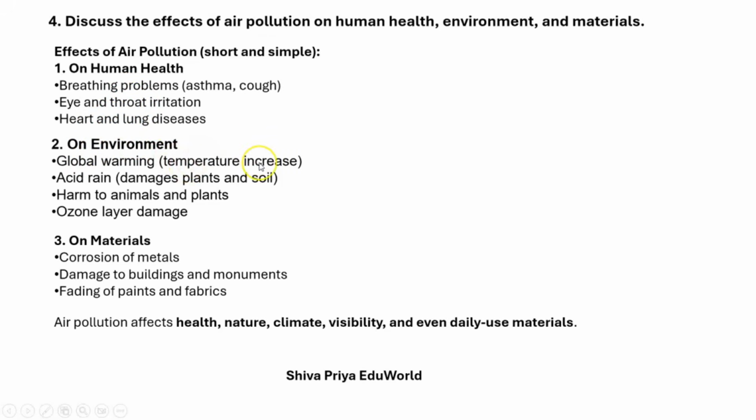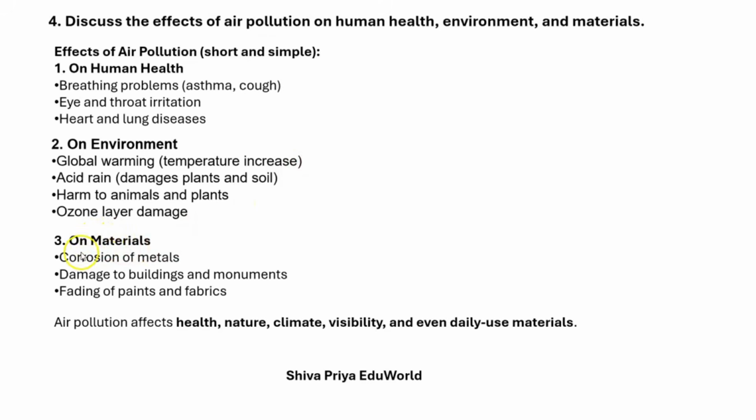Global warming, the temperature increase is there. This will cause acid rain as well. Here, I already told you that acid rain damages the plants and soil. Clear? Harm to animals and plants as well. On the environment, it will harm the plants and animals which are there in the environment. Ozone layer damage: when it releases carbon dioxide and carbon monoxide, that will damage the ozone layer. Again, global warming, increase in the temperature and acid rain. Again and again, it's a circle.